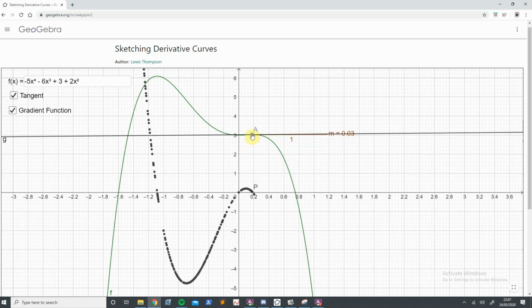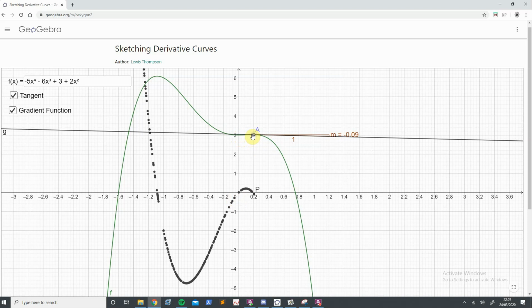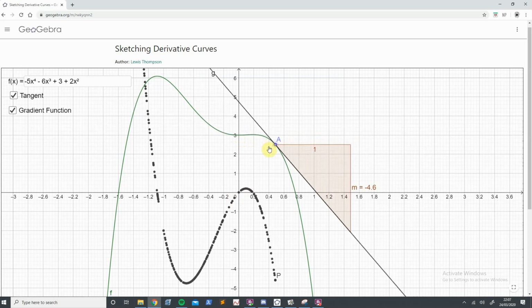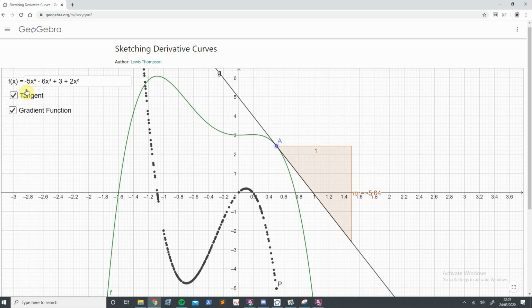I can't seem to quite find it. Somewhere between there. And then it's going to sharply go negative from there. It's an x^4 graph, so when we differentiate it, we'd expect an x cubed graph, which is what this is looking like. So it seems like we're getting something along the right lines.